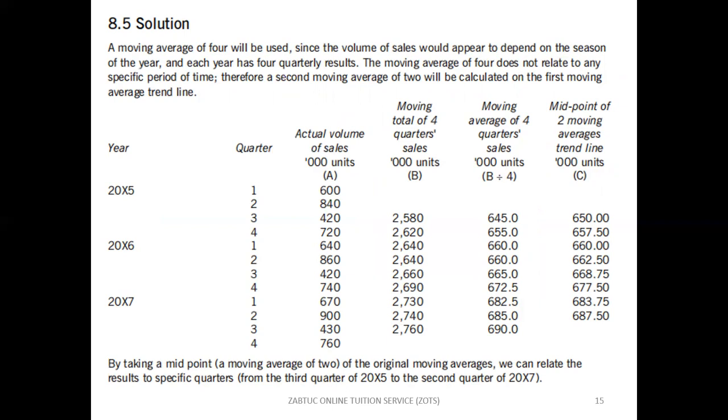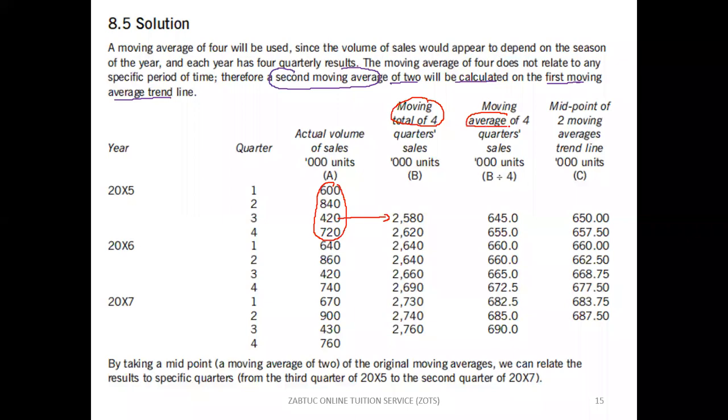Therefore, a second moving average of 2 will be calculated on the first moving average trend line, meaning we add the first 4 figures, so you go all the way up to here. You place it against quarter 3. Then you continue like that. So first of all, you find a moving total of 4 quarters. From there, you find a moving average of the 4 quarters, where you divide this by 4.